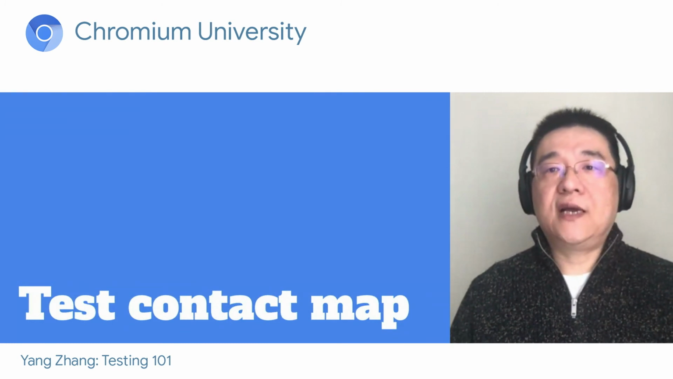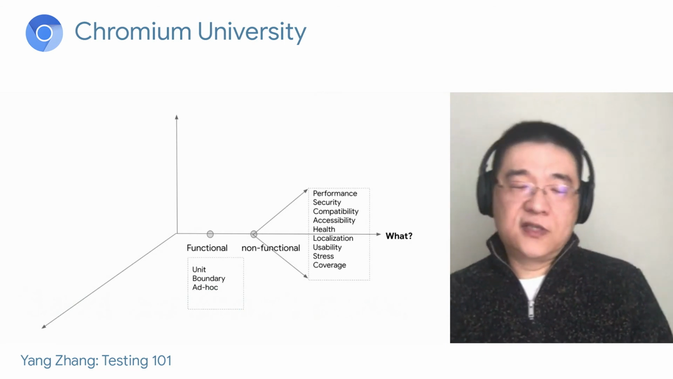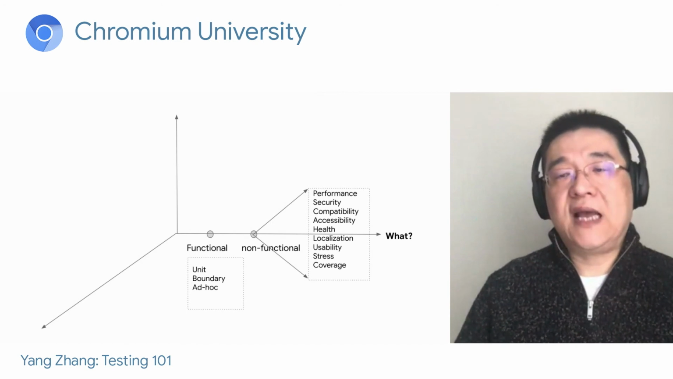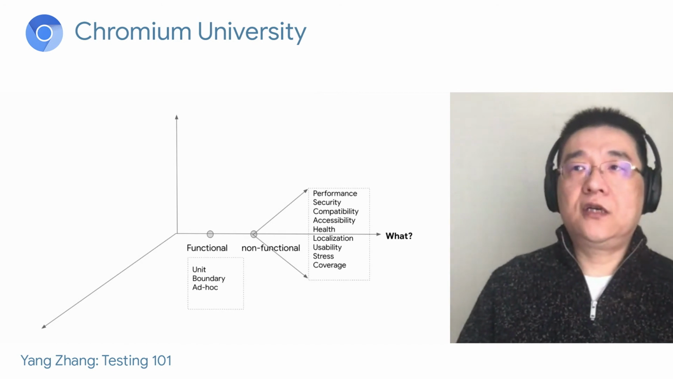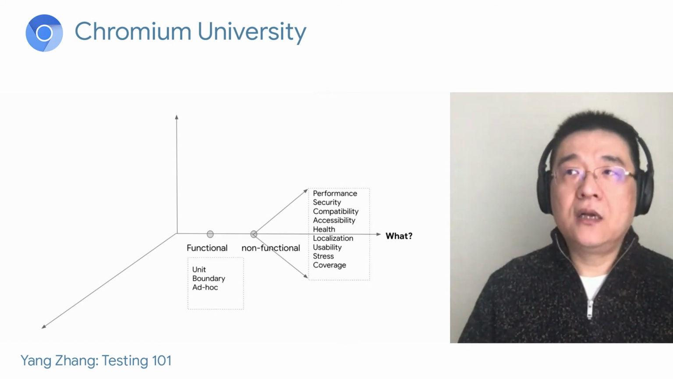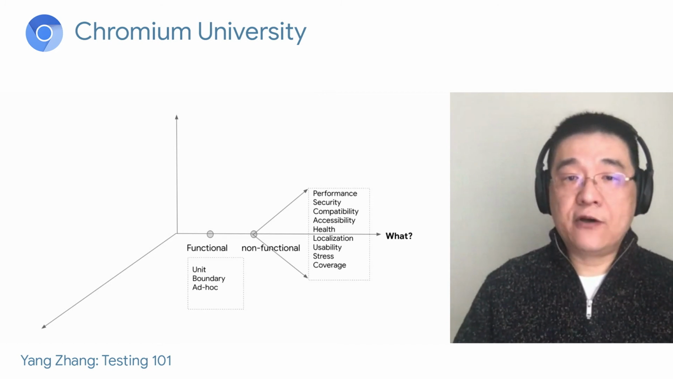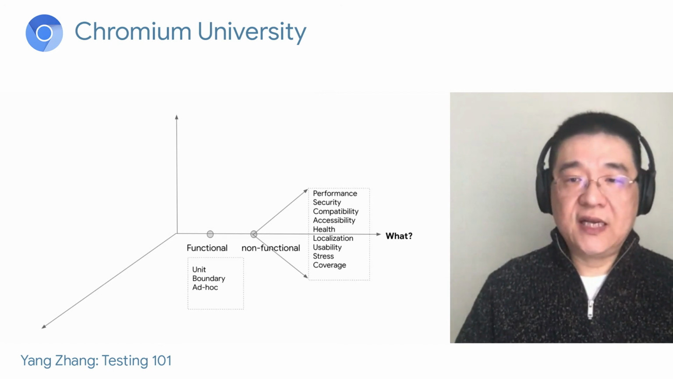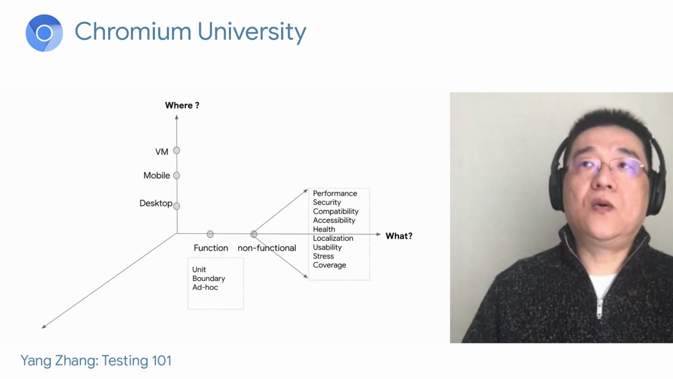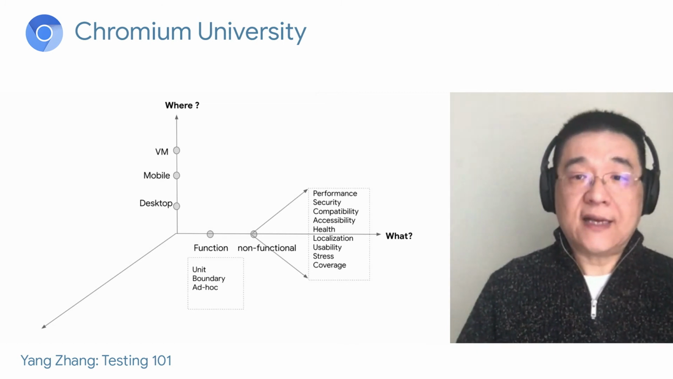The last section is where I put the test concept map quickly. We look at tests in different dimensions. One is talking to yourself: what is the test? It could be functional or non-functional. Functional is like a unit test, boundary, ad hoc. Non-functional could be performance test, security test, compatibility, health, localization, usability, all these tests. So make sure what test you're doing. Next is where you're running tests. It could be on a virtual machine, on mobile, or on desktop.